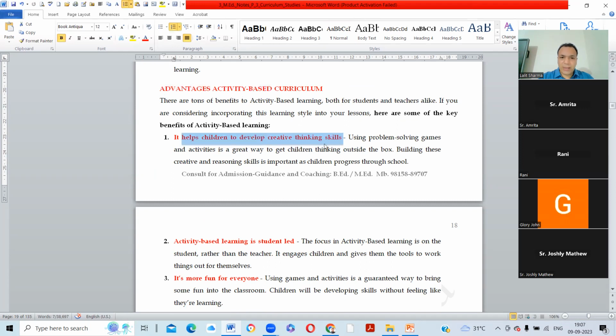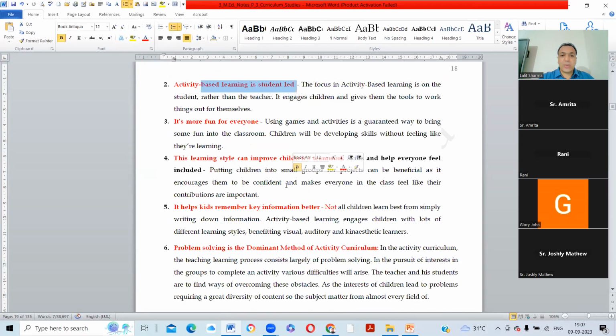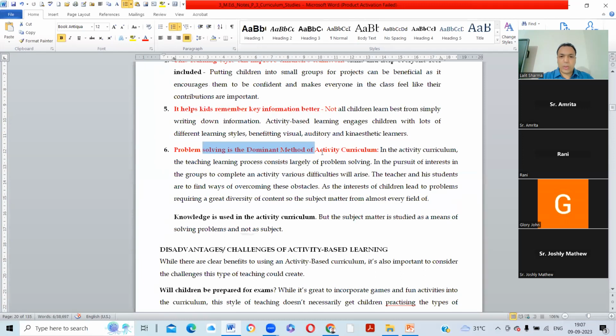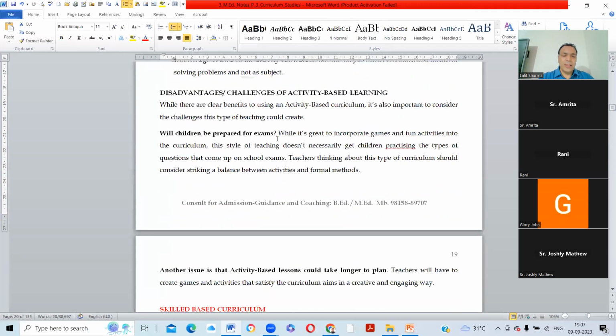Helps children to develop creative thinking. Activity based learning is student led. It is more fun for everyone. Learning style can improve the children's teamwork. Helps kids remember key information better. Problem solving is the dominant method of activity curriculum.